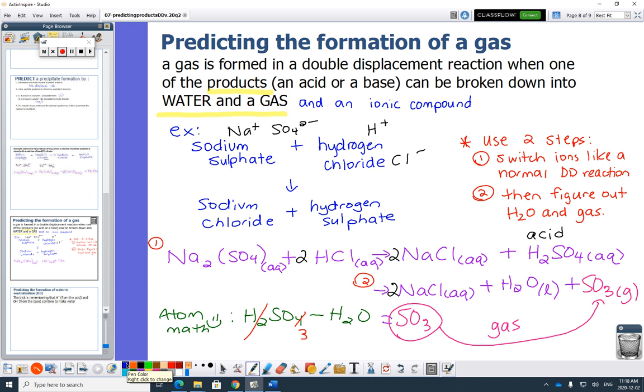Okay, so the key is to read the question carefully, switch the partners, and then whichever one you can subtract water from. So the ionic compound you're going to make is not going to have H's and O's. You can't get water from that. That doesn't make any sense. It stays the same. And then you just take away H2O, and whatever's left will be the gas. Okay? And the question will say water and a gas. I can't remember if it says ionic compound or another product. So the idea that there are 3 products will be obvious.